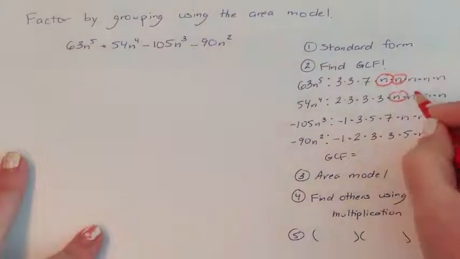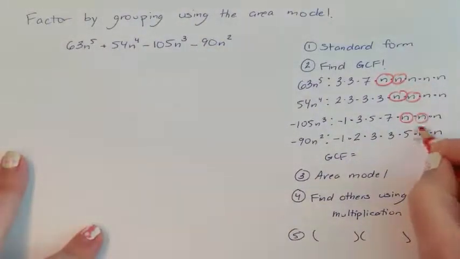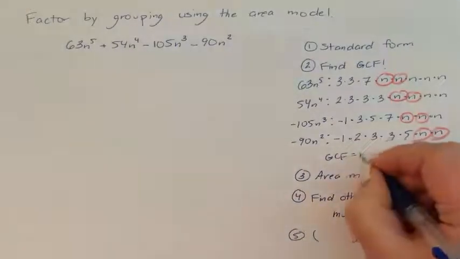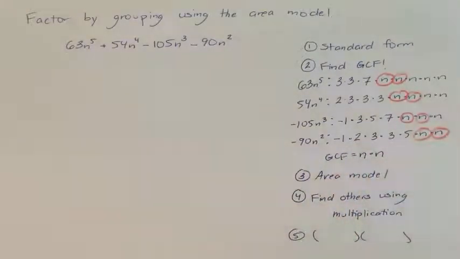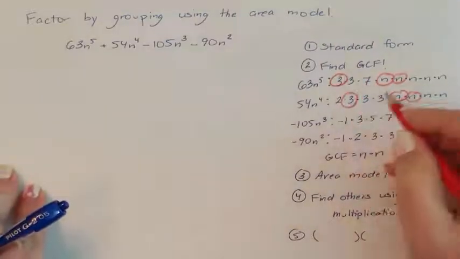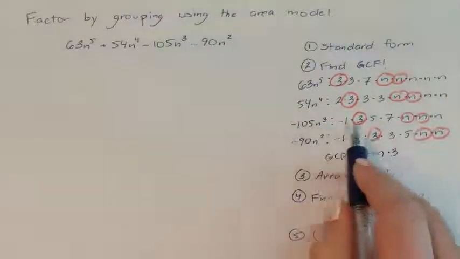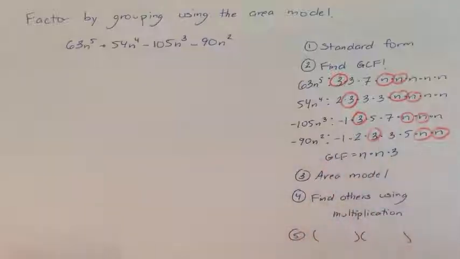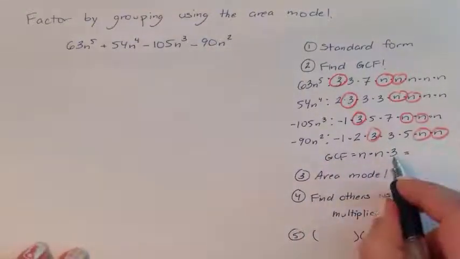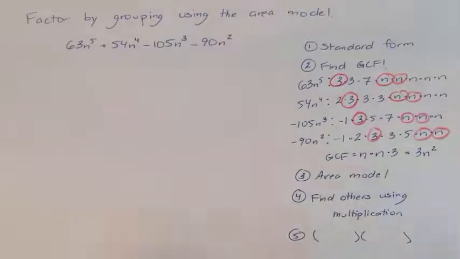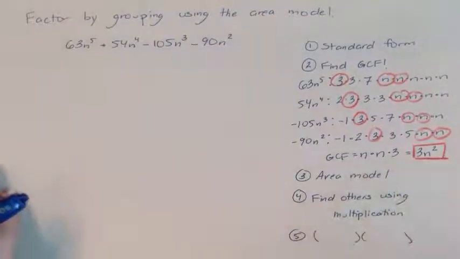First thing that I see is all of them have 2 n's in common. So I know for a fact that I have 2 n's in my GCF, but now I need to double check numbers. Looking at my numbers, I see they have at least 1 3 in each list. I do not see any other 3's because this one doesn't have any more 3's. No other numbers and no other letters. So I have 3 times n times n, which gives me a 3n squared. So 3n squared is my GCF.